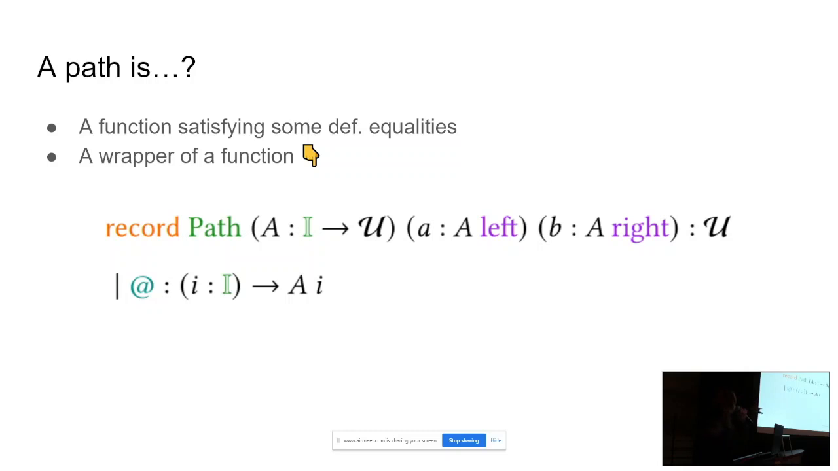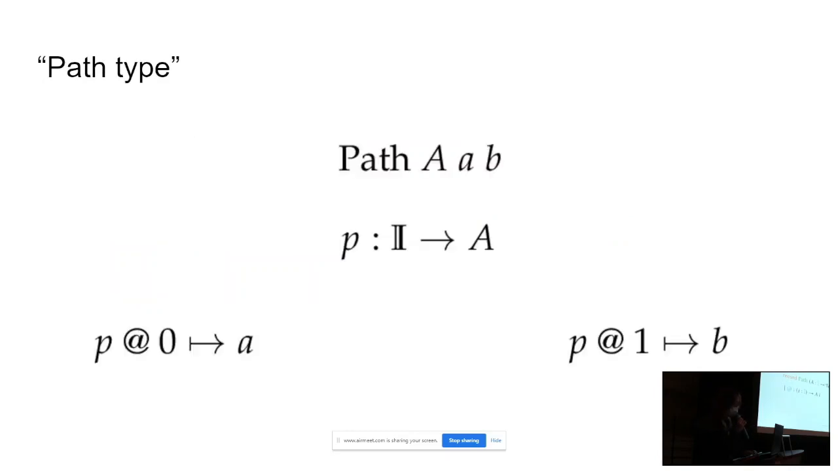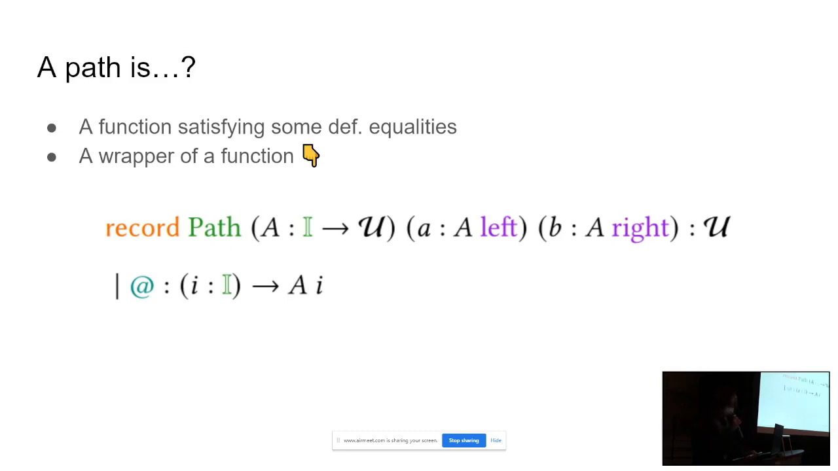Here is a record with only one field. The field is called at, and it is a function from interval to dependent type A. Here I just made this definition heterogeneous, and dependent. You can also make it non-dependent to simulate this definition, but this doesn't really matter. But this is just a wrapper. We also need it to satisfy the definitional rules.